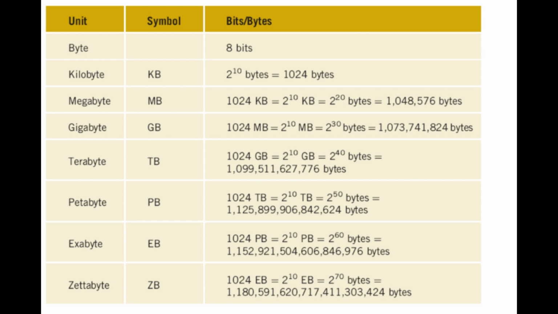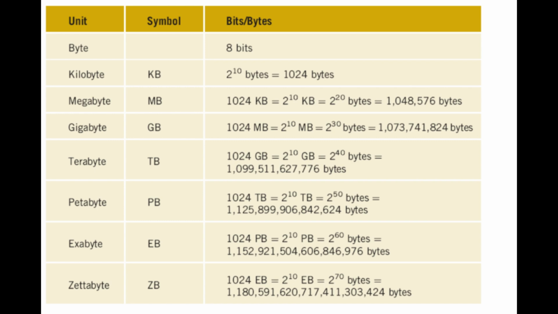A byte is equal to 8 bits. A kilobyte, symbol KB, is equal to 2 raised to the power 10 bytes, or 1024 bytes. A megabyte, symbol MB, is equal to 1024 KB, or 2 raised to the power 10 KB.